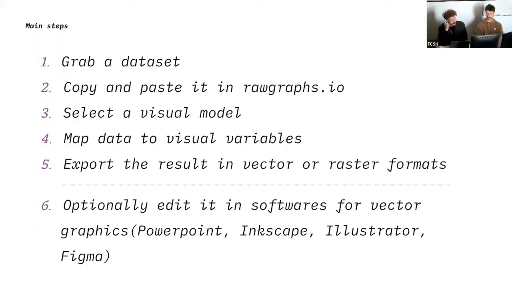So let's talk about how to use RAWGraph. There are 5 or 6 different steps. The first one is obviously to grab a dataset that you have to copy and paste on RAWGraph. Then you have to select the right visual model to map the data to the visual variables, and then you can export the result. Here you have 2 options: the vector quality or the raster format. If you export it as a vector, you can add another step, the 6th, where you can modify your visualization with software such as PowerPoint, Inkscape, Illustrator, or Figma.